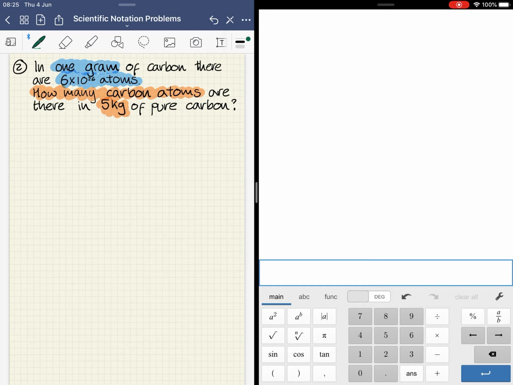So we are told in that first bit in blue that 1 gram equals 6 times 10 to the 26 atoms. The thing we don't know in that bit in orange is how many are in 5 kilograms. 5 kilograms is the same as 5,000 grams. So to get from 1 to 5,000, I've got to times that by 5,000. And therefore, I've got to do the same thing over here.